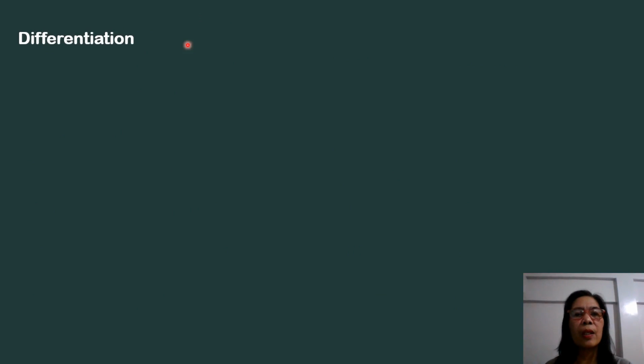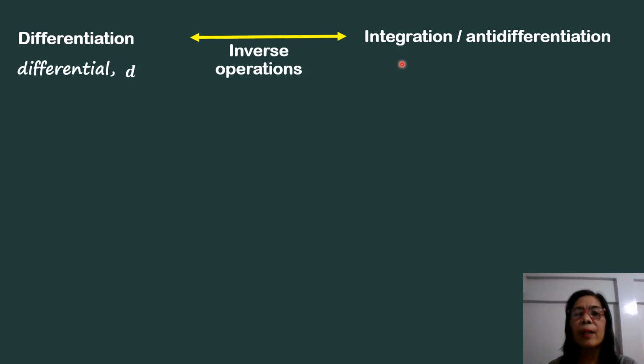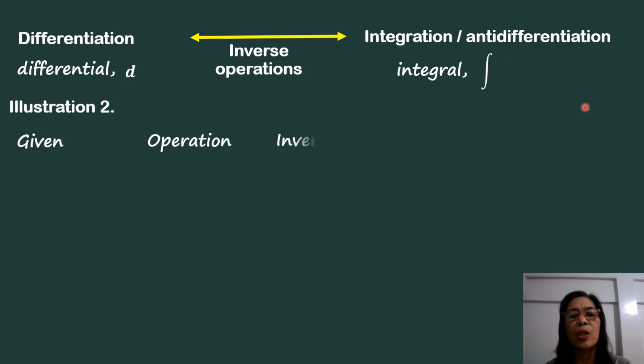Let us now illustrate how the differentiation and the integration or anti-differentiation process work together as inverse operations. In the differentiation process, we are required to find the differential, and it is denoted by the symbol small letter d. While in the integration or anti-differentiation process, we are required to find the integral, and the symbol used is the integral sign, an elongated S. Let us now illustrate these two operations as they work together as inverse operations.